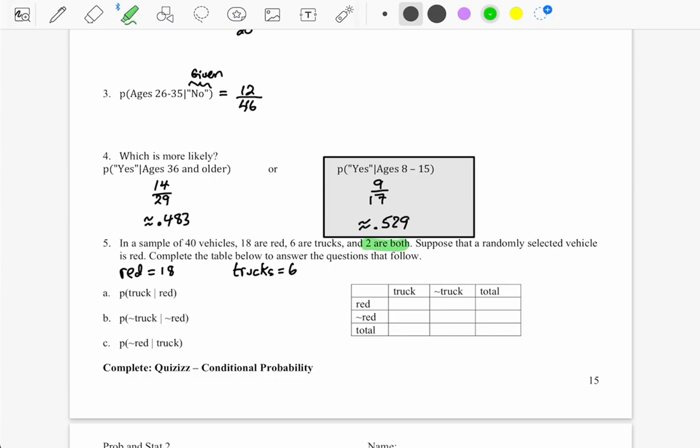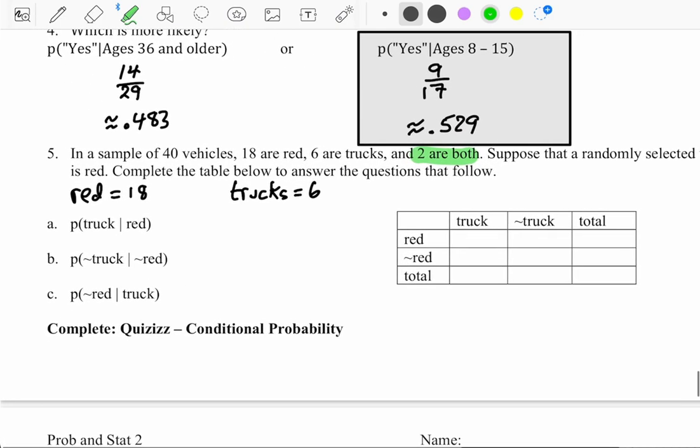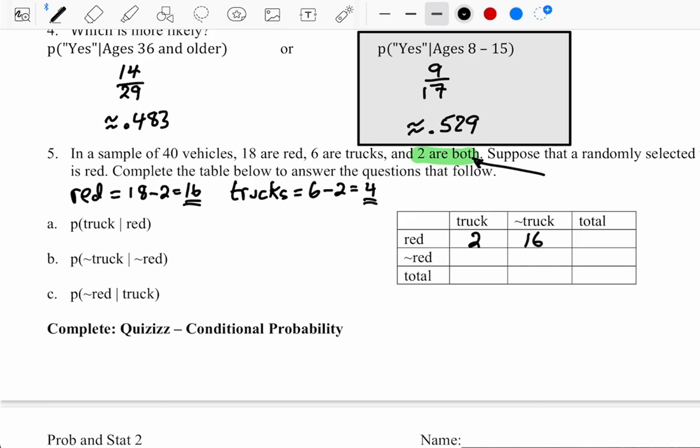So some of those trucks are going to be in there, and it's in particular 2 of them. So I'm going to knock off 2 here. That's going to give me 16. I'm going to knock off 2. That's going to give me 4. So a car that is red and a truck, there's 2 of those. Red but not a truck, that would be these 16. Trucks that are not red, that would be these 4.